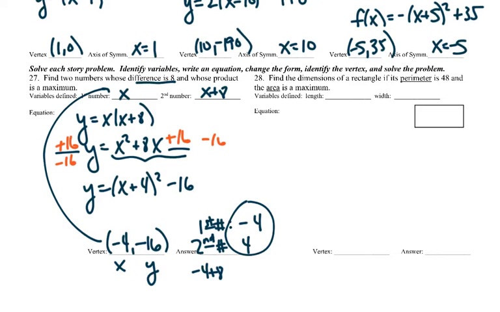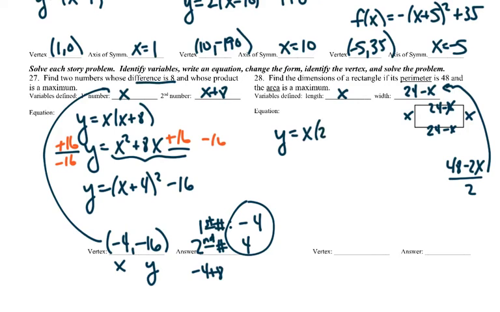Here, the perimeter, the area, so the perimeter is 48. If these two sides, let's say, are x, it doesn't matter which one's the length and which one's the width, the other two are going to be 24 minus x. Some people get confused why that is. It's 48 minus 2x divided by 2 is how we got the 24 minus x. So now the equation is x times 24 minus x, so negative x squared plus 24x.